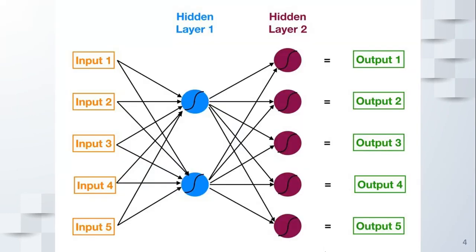Here's a visual. You can see that there are two hidden layers which perform calculations. And you see the input and the output. This curve represents an activation function, which we'll go over later.